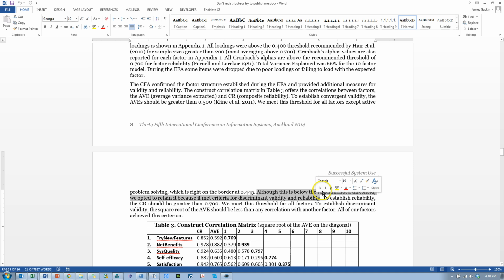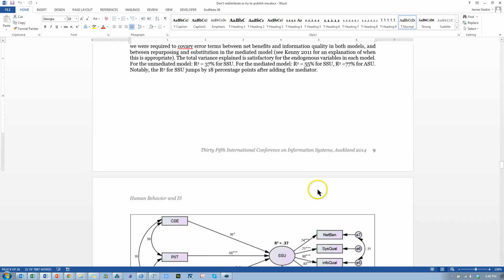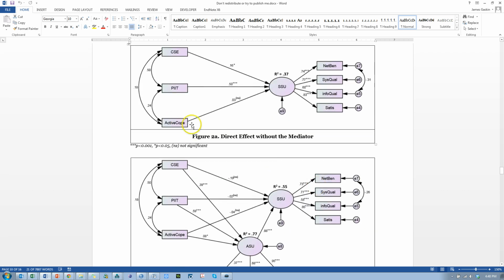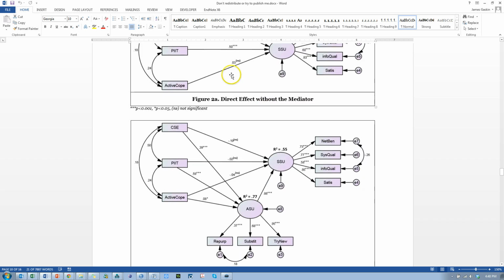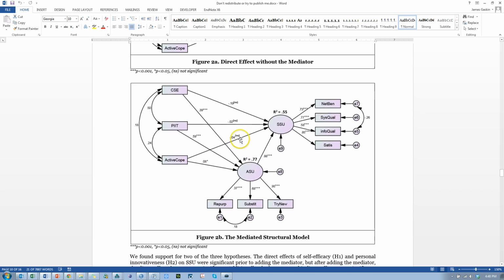Now, but watch. Active problem solving, I call it active cope in the model. Look, not significant. Because it's not convergent. It goes back to this problem Bill was talking about, right? If you don't have consistent movement, convergence, how are you going to predict anything if you're not consistent? And so we never find a significant effect out of active problem solving. So it comes back to bite us in the bum.